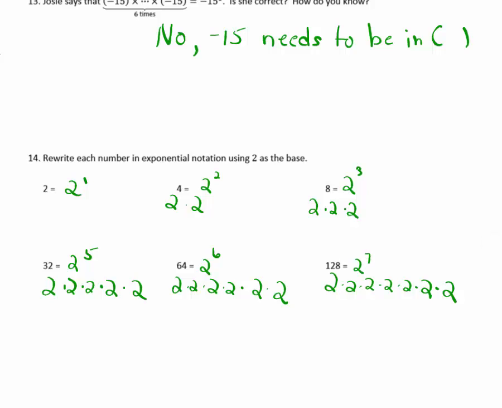So, any questions about writing things in exponential notation? Please bring them to class.